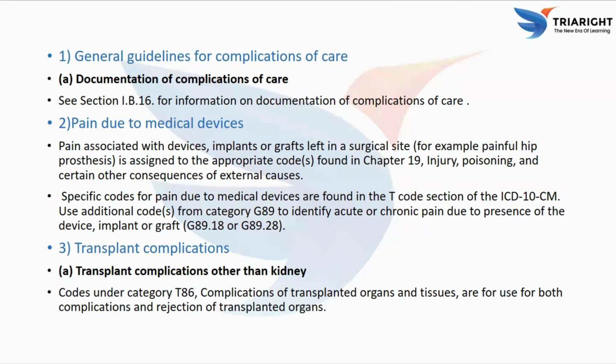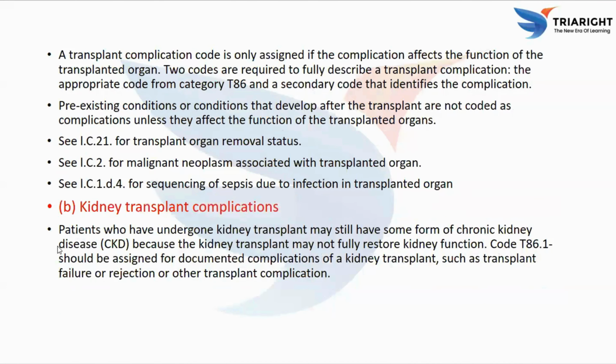So what is the sequencing rule for transplant complications? You have to always code the transplant complication from category T86 first. Later, you have to add the codes for manifestations. A transplant complication code is assigned only when the complication affects the function of the transplanted organ. This prevents overcoding of routine or unrelated conditions.